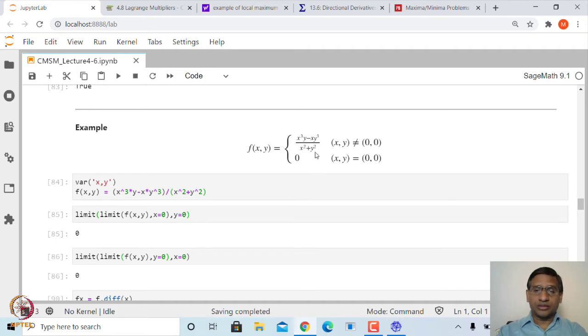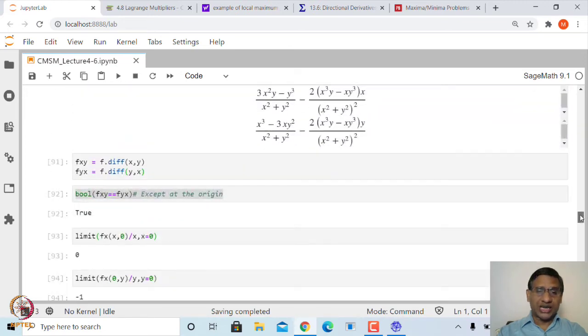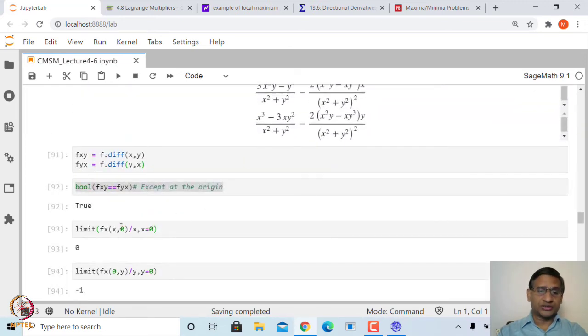The mixed second order partial derivatives at any point are equal provided the second order partial derivatives are continuous, and for these two, which we have computed, the limits are different. That is the same as saying that the second order partial derivatives are not continuous.